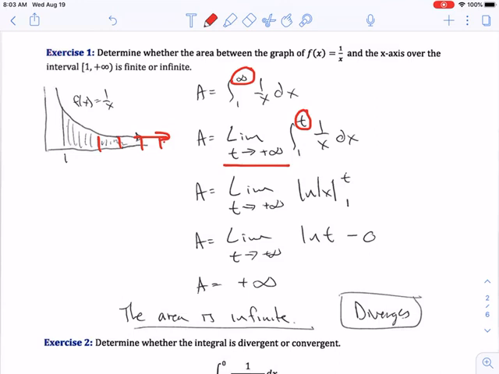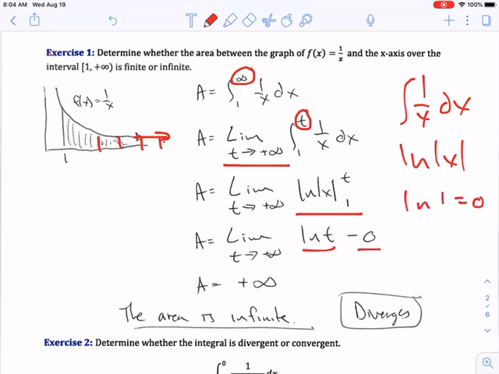So our first task is to simply evaluate the integral. Well, the integral of 1 over x dx, that's a pretty simple one. It's the log of the absolute value of x. So we're evaluating the log of the absolute value of x from 1 to t. Substituting t in, we get the log of t. Substituting in 1, we get 0, because the log of 1 is equal to 0. So that just becomes 0.